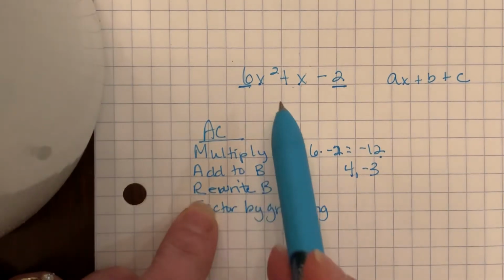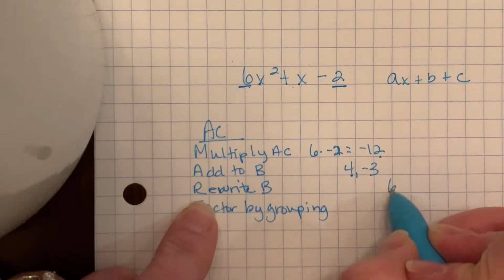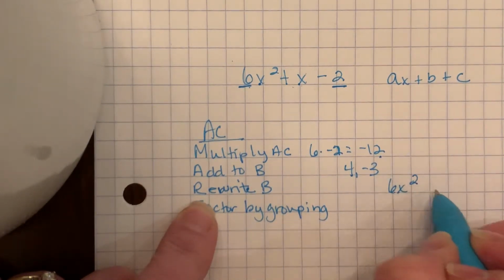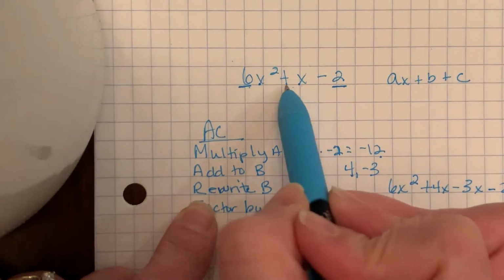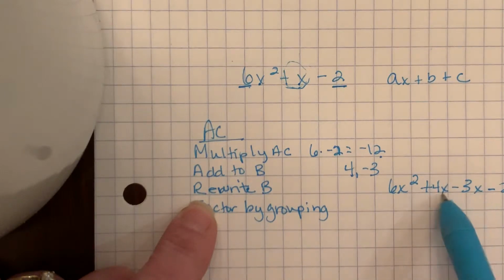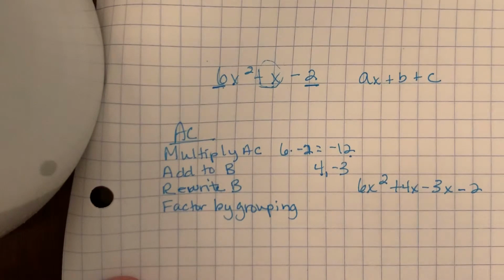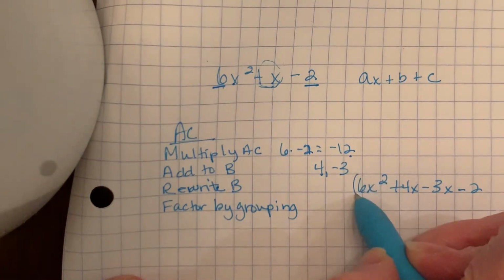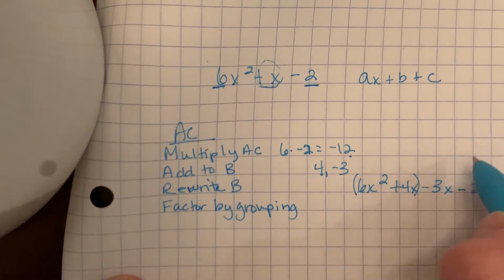And then we're going to rewrite B as these factors. So we have 6x squared plus 4x minus 3x minus 2. So our B, this x here in our center term, our middle term, we're writing it as 4x minus 3x, all right? And then once we do that, we're going to group these two and the last two over here together.